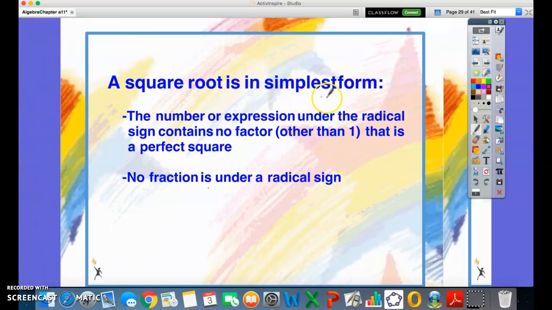A square root is in the simplest form if the number or expression under the radical sign contains no factor other than 1 that is a perfect square. I'll explain that in a minute. And no fraction is under a radical sign. So if it's something like 8 over 18, this square root is not in the simplest form. We'll come back to this point later.